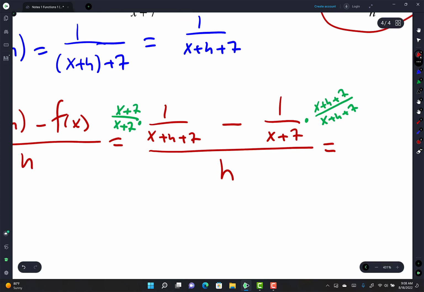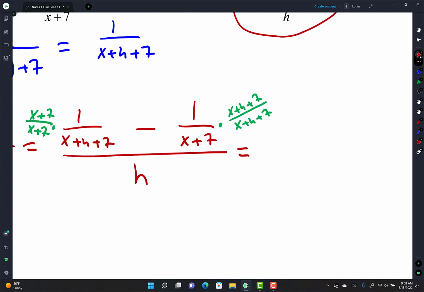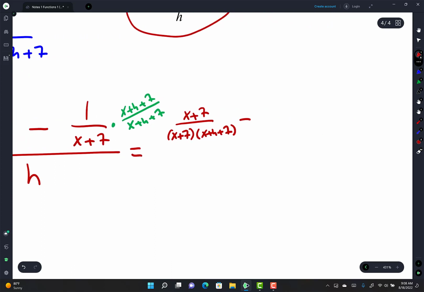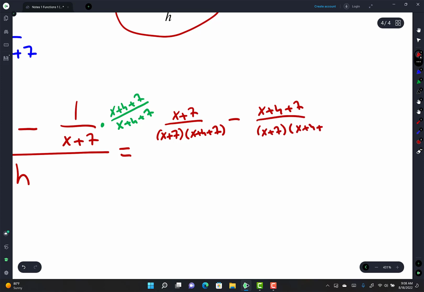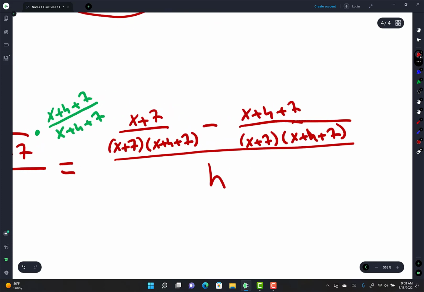So here we go. Here's what we're going to get. 1 times anything is the same thing. So I'm going to have x plus 7 over, and I'm not going to bother distributing, so I'm just going to put those in parentheses. X plus 7 times x plus h plus 7 minus, x plus h plus 7 over x plus 7, x plus h plus 7. All this is still over h. So here we go. That's what I got.